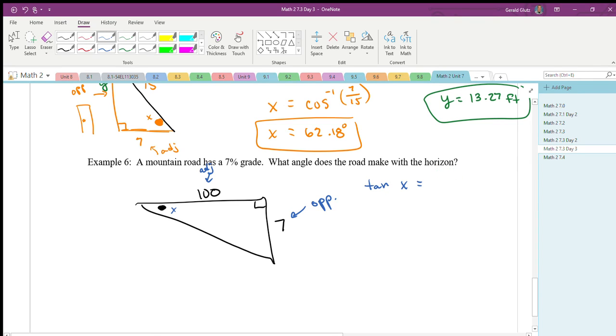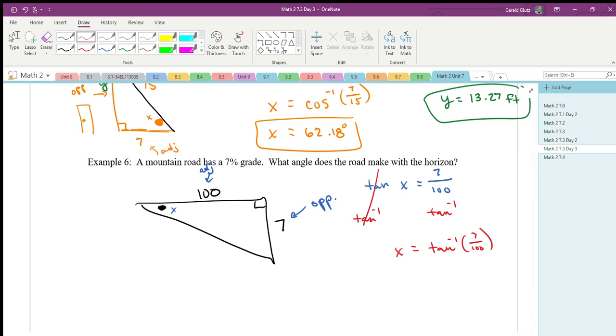And tangent is opposite over adjacent, so 7 over 100. So I take the inverse tan of both sides. So x is going to equal the inverse tan of 7 over 100, and you should get about 4.004.